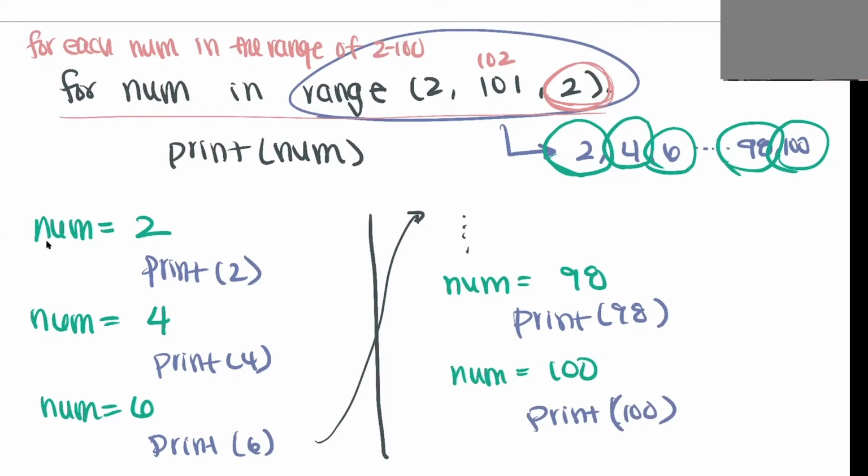So next week, we'll wrap up for loops. I don't have time to go over another example. But the first one that we will go over is going to be this one right here, but in a different method.